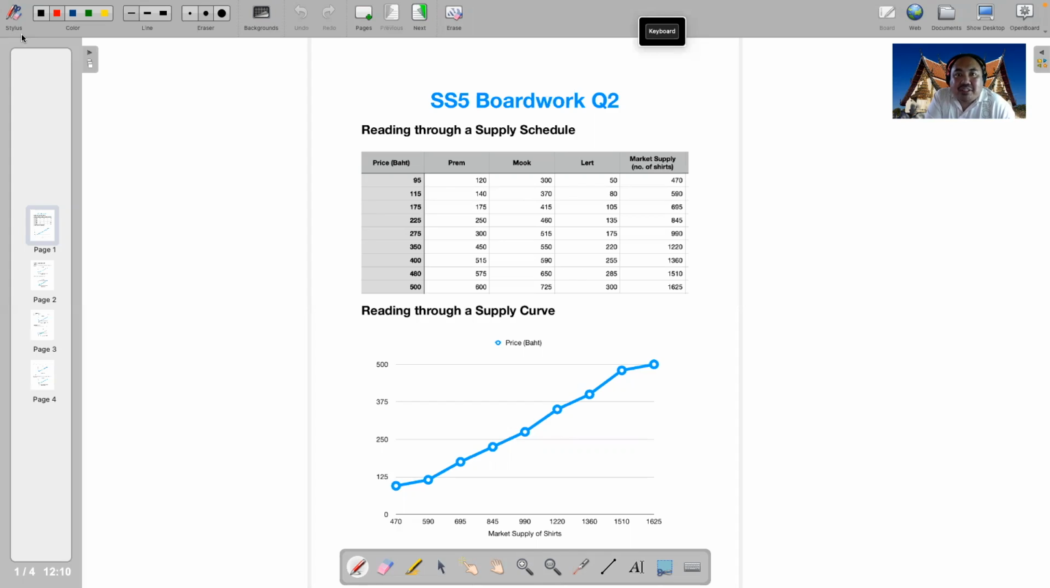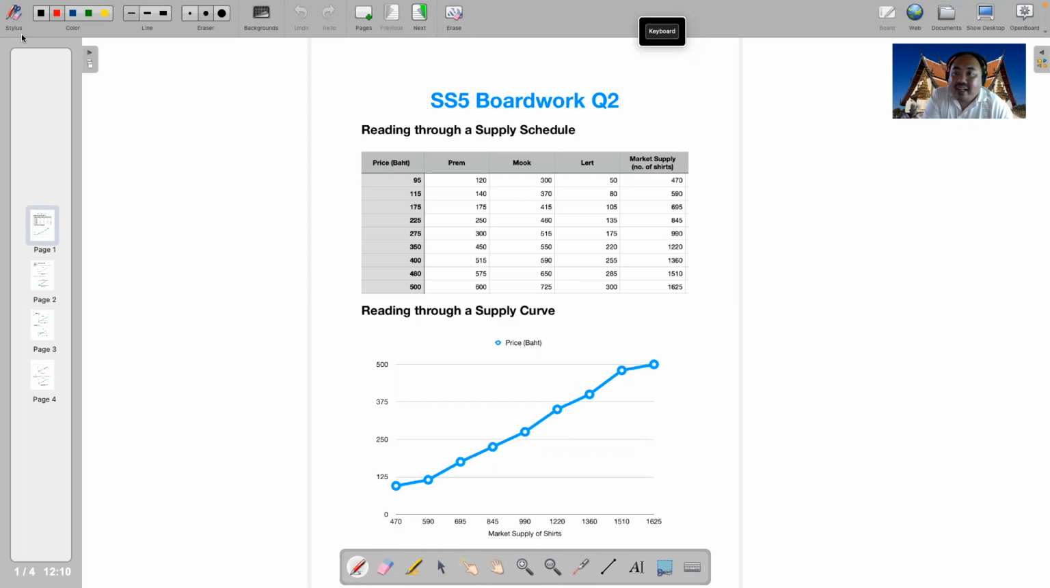Supposing that the price of shirts increases to 350 baht a piece, what will happen? Pram is willing now to supply 300 pieces of shirts in the market. Mook is now willing to supply 550 pieces of shirts in the same market. And Le is willing to supply 220 pieces of that same shirt in the market.